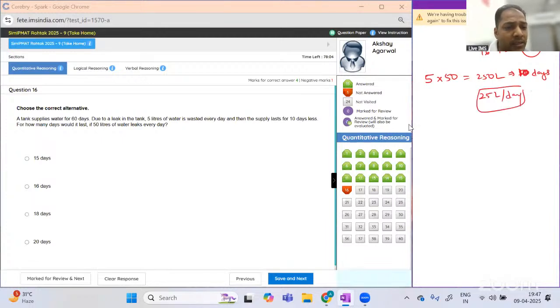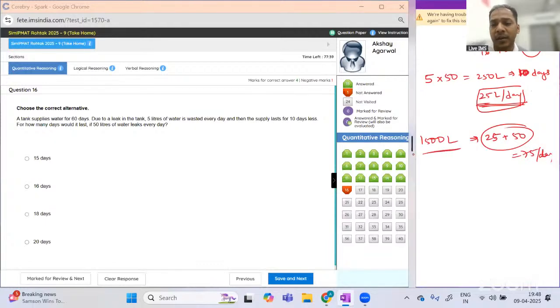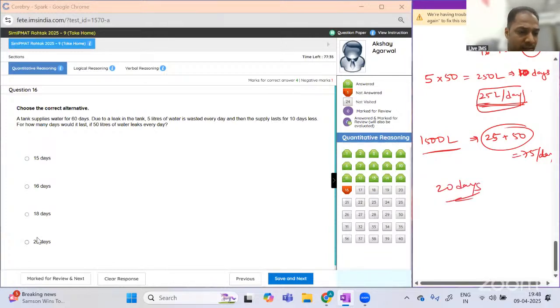For how many days would it last if 50 liters of water leaks every day? So 25 liters per day, and I have a total of 25 liters into 60, that's 1,500 liters. If I use up 25 and there's a leakage of 50, I'm consuming it at 75 liters per day. So 1,500 liters would last for 20 days. Therefore, 20 days, the answer is option D.